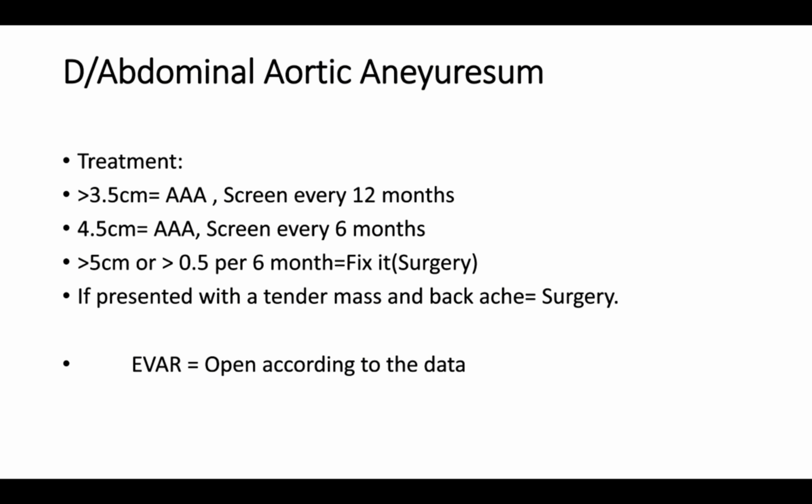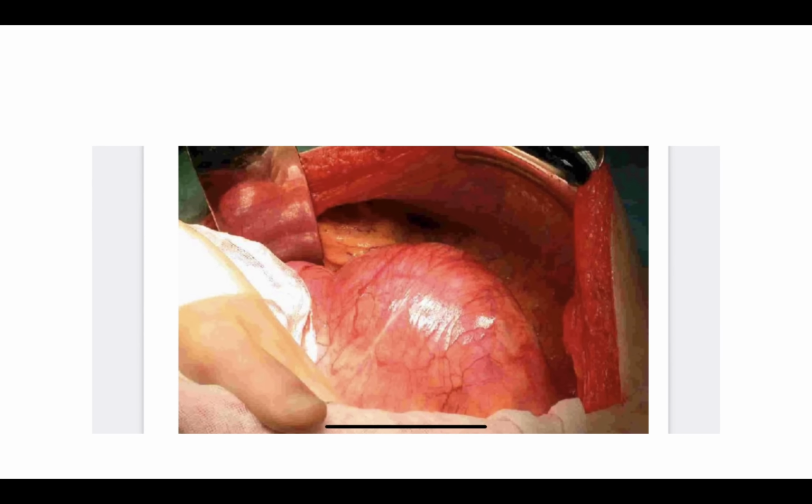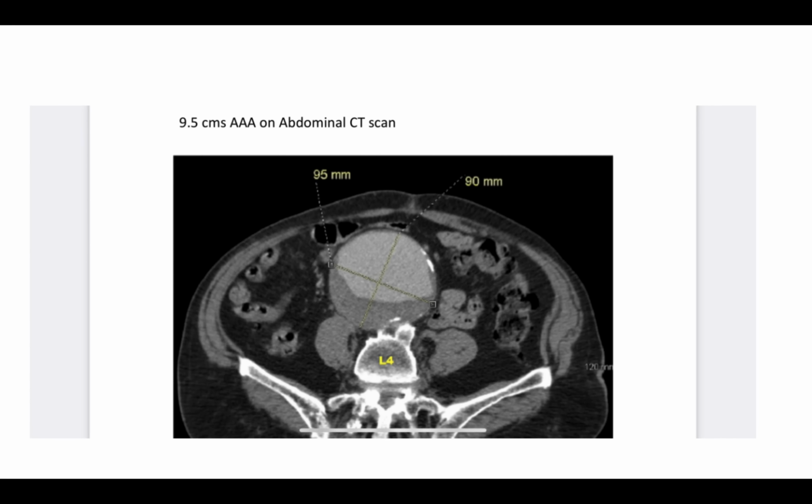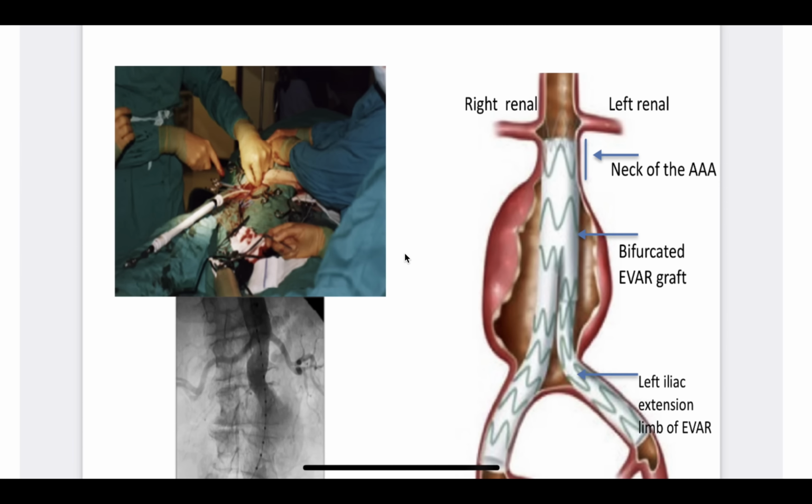Your options for the treatment are EVAR or open surgery. What do we mean by EVAR? It's endovascular abdominal aortic repair. And open, you literally do open surgery to fix the artery. I'm going to show you the picture of the repair in a minute. This is the aneurysm from inside, and this is a CT scan of the aneurysm, a 9 centimeter aneurysm. It's very clear, very obvious. It's here, as you can see.